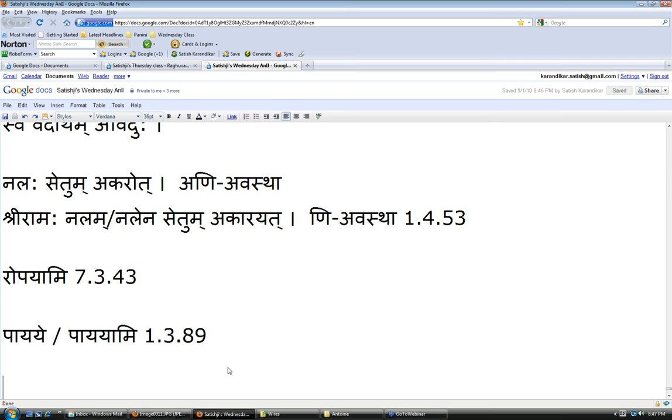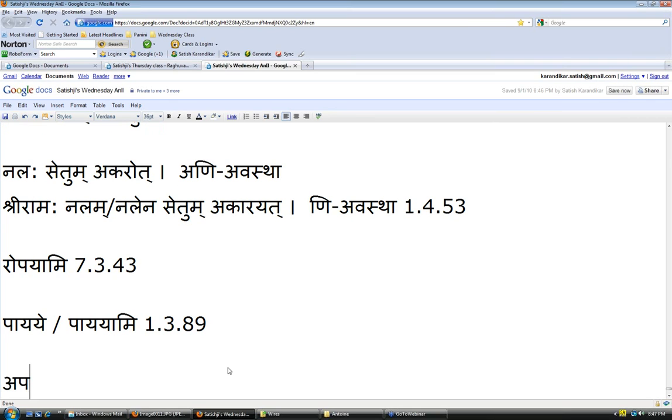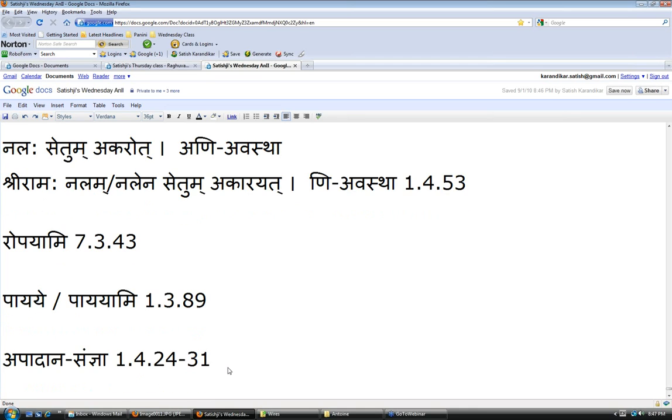Let me put two different things, to avoid confusion. When you have the Apadana Sanya, you have to go to that 1.4 section, Karake, so Karake 1.4.24 to 31. And then Panchami Apadane made the connection for you: when the Apadana Sanya comes, then that particular entity will take the Panchami Vibhakti. But that's a separate, 2-step process.